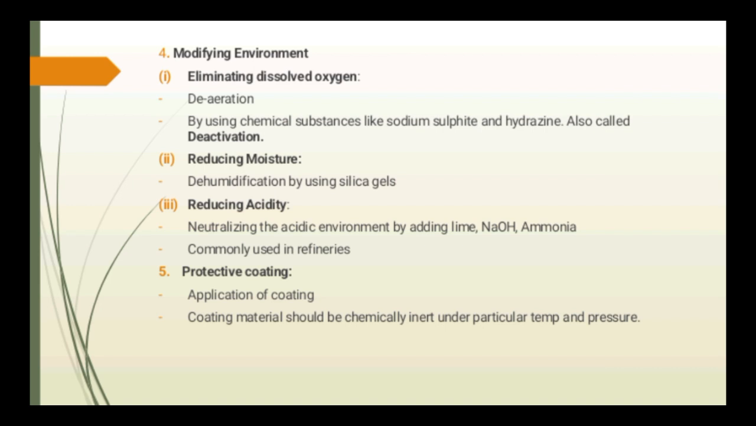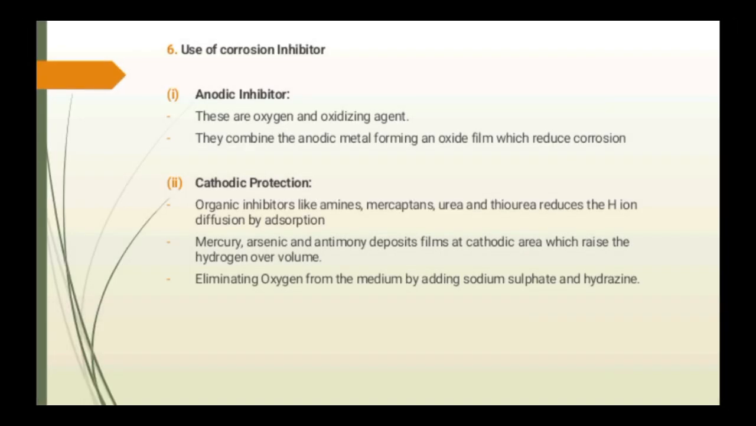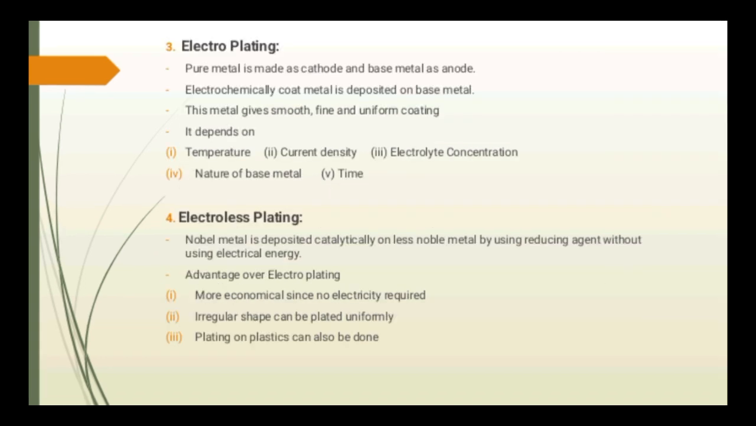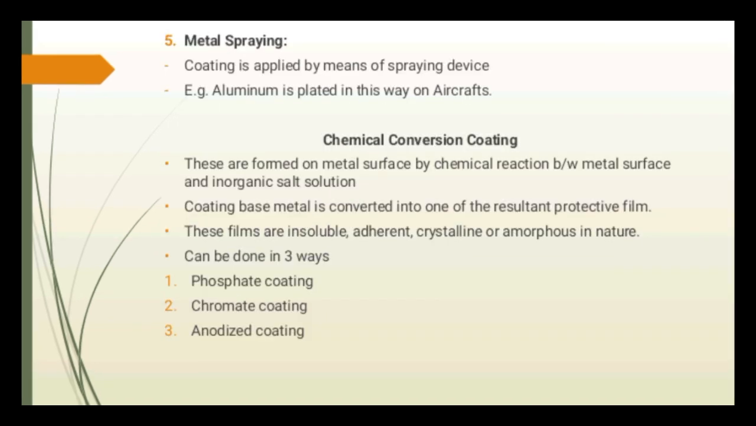The next one is corrosion inhibitors. These corrosion inhibitors can also be used to slow down corrosion rates. Anodic inhibitors and organic inhibitors reduce corrosion by forming protective films or limiting ion diffusion. The methods of application for coating include several methods for applying metallic coating, including hot dipping, metal cladding, electroplating, electroless plating, and metal spraying. Each of these methods I have mentioned has its own advantages and applications.